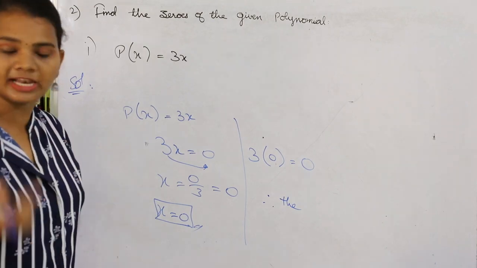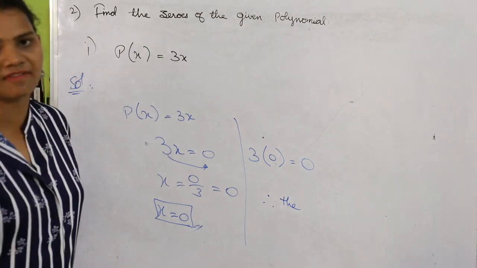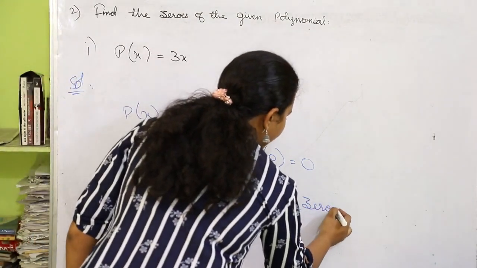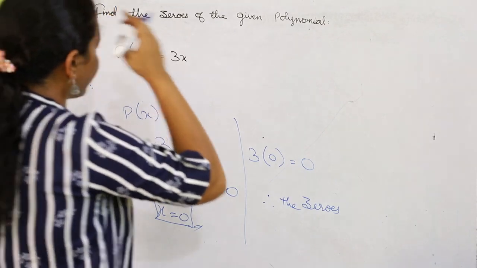Okay, the zeros of the polynomial is only 1, the one digit. So the one digit is what? 0. So the zeros of polynomial. How many zeros of polynomial are there? Okay, they asked what? How many zeros of the polynomial? And find the zeros of the polynomial.